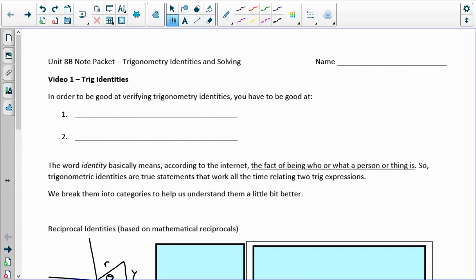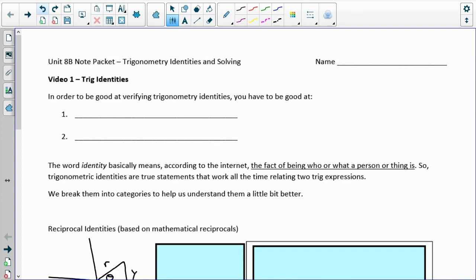The word identity is something that you've seen before. Like, you have an identity. It's being who or what you are. And things have the same thing. So the fact of being who or what that thing is, is an identity. So when you say that you have a trig identity, that basically means that you have two trigonometry expressions that are always equal to each other no matter what you plug in.